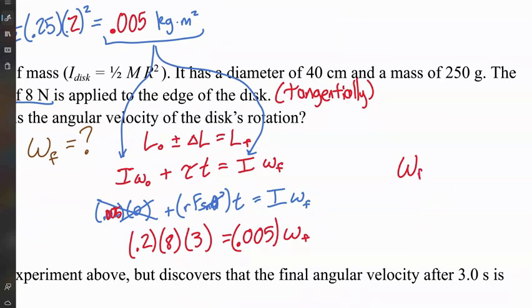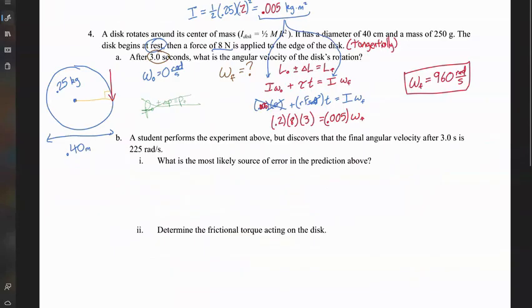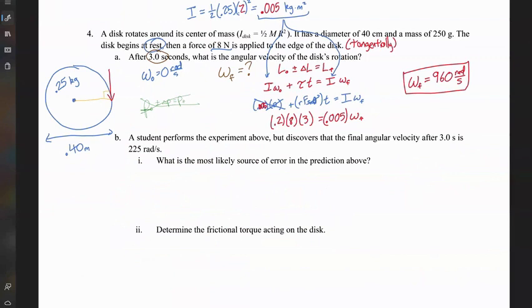Omega final is equal to 0.2 times 8 times 3 divided by 0.005, and I get a final angular velocity of 960 radians per second. Yes, that is a big number, but 1/4 kilogram is not a very large disk, so it'll be pretty easy to rotate it. If we're applying a constant force, that'll accelerate pretty well.